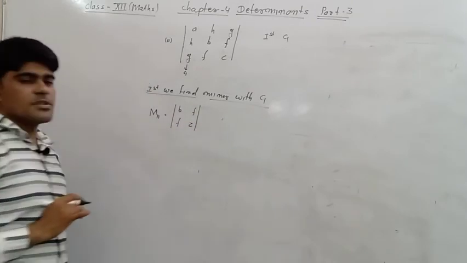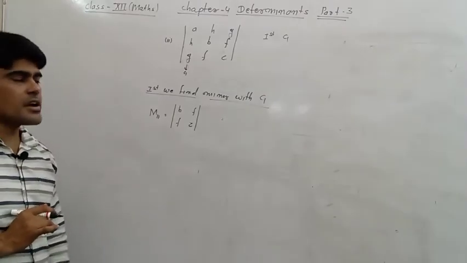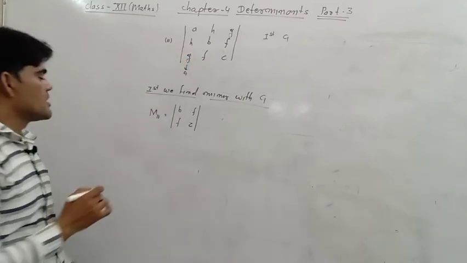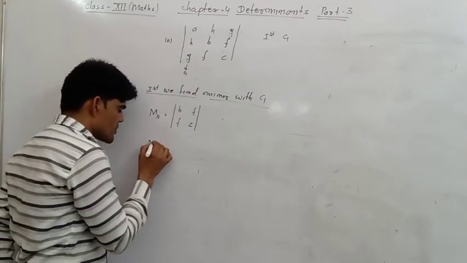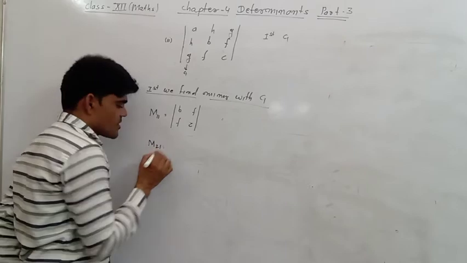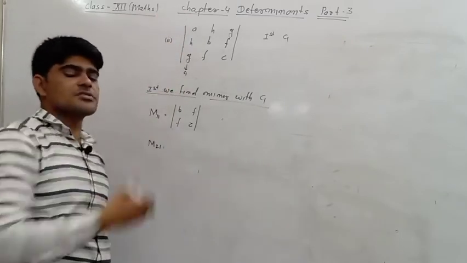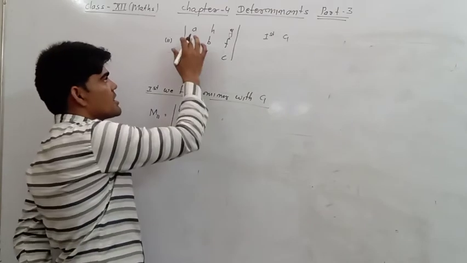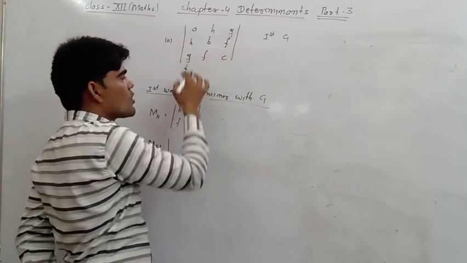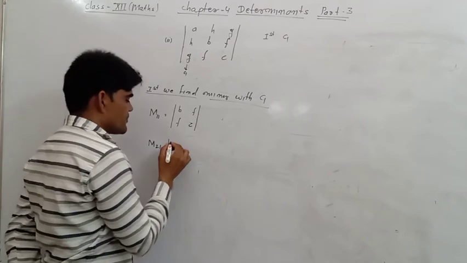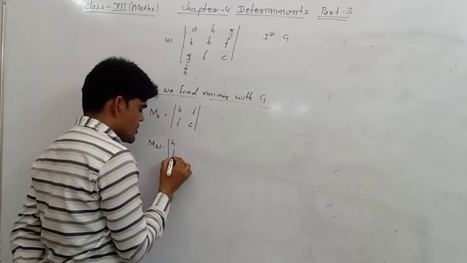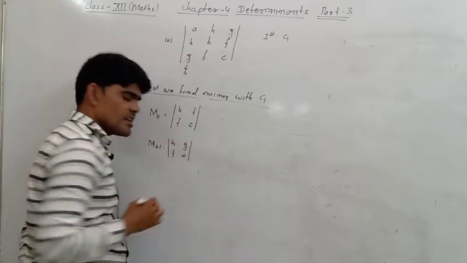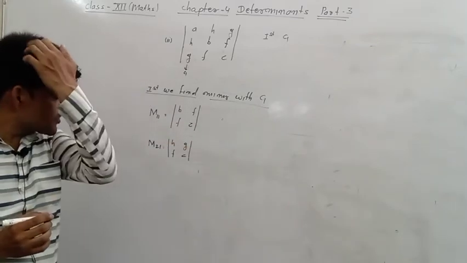Okay, similarly for the second element of first column. This is the second element. Then M21, we got the first column. Then M21, then we delete this row and this column. Then H, F, G and C. Okay, this is M21.